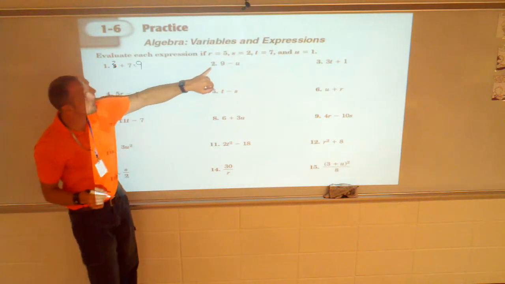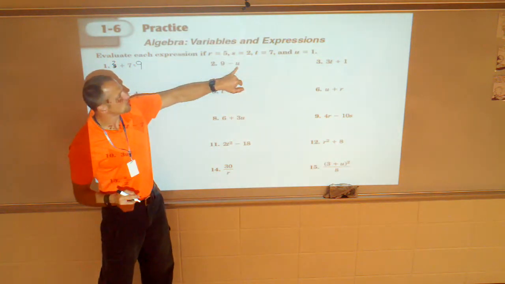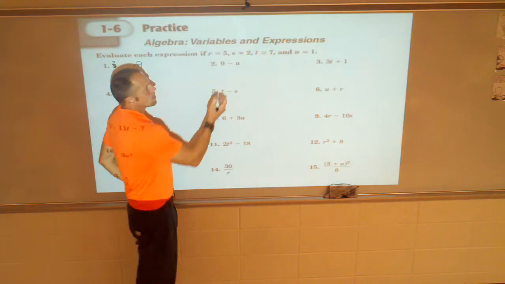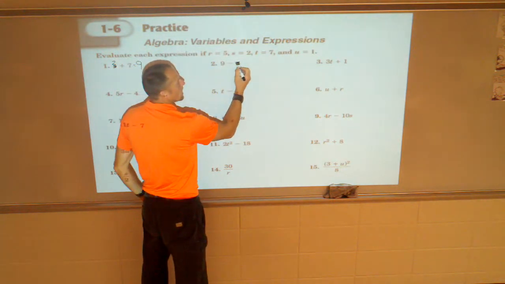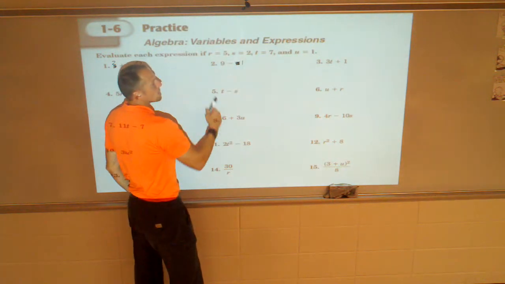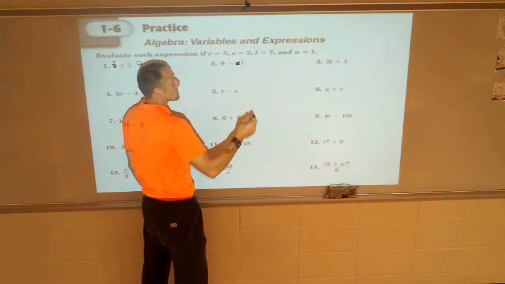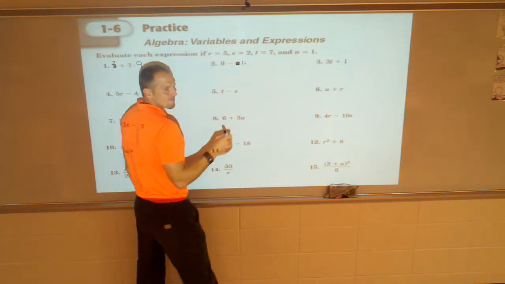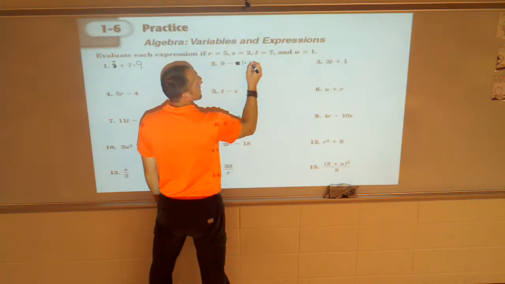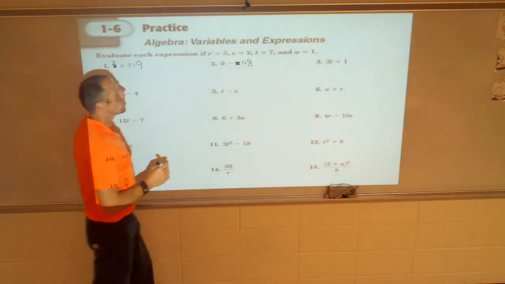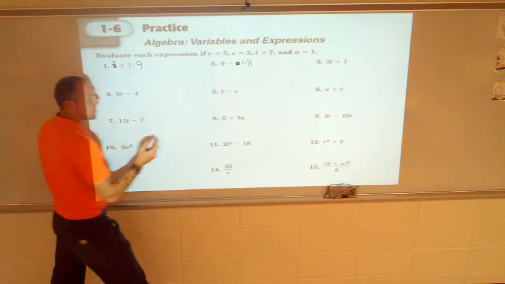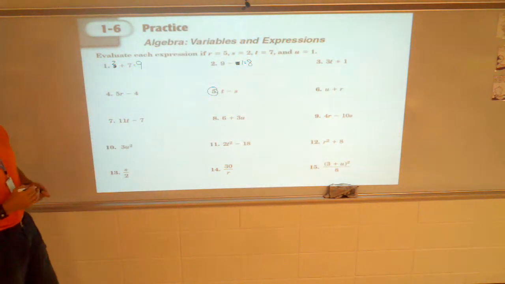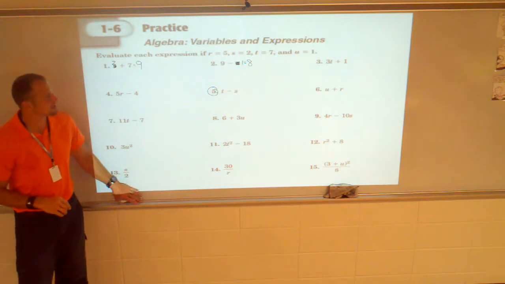Over here, number 2, I've got 9 minus U. Look back up in the directions. U is equal to 1. So cross out U and substitute 1. 9 minus 1, Skylar. 8, very good. Number 2 would be 8. I would like for everybody to do number 5 for me. T minus S.